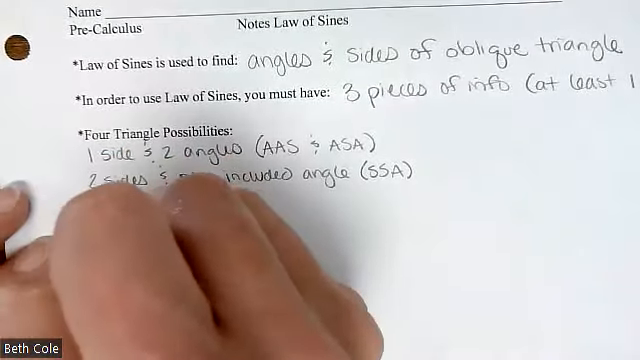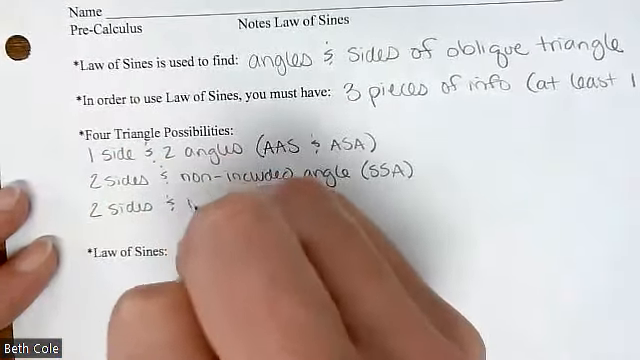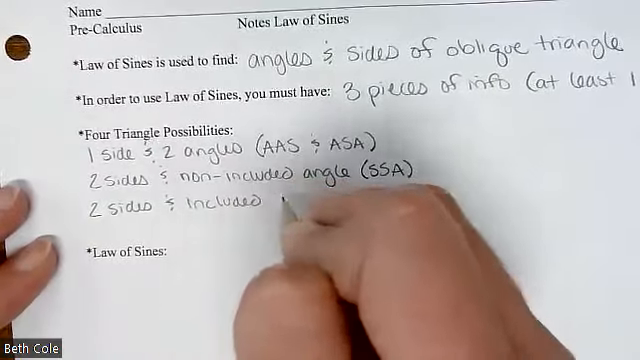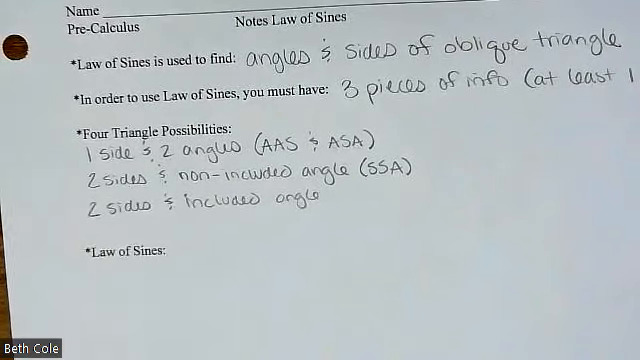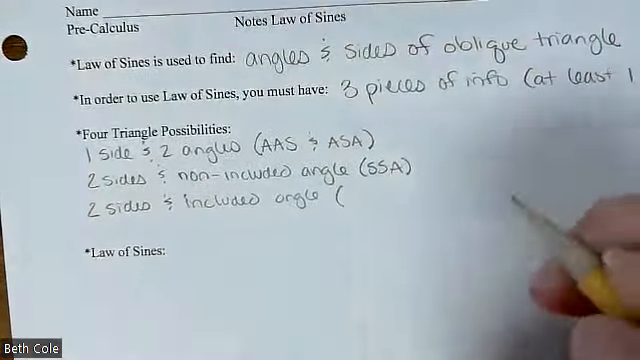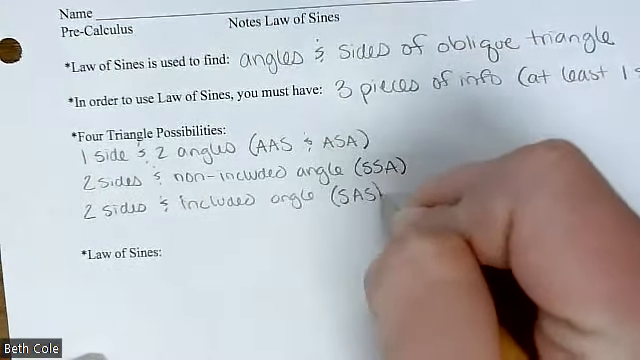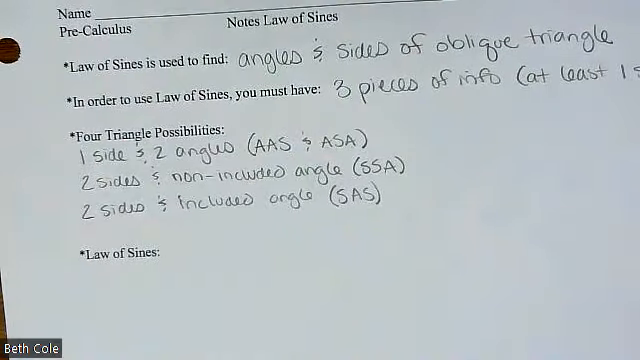You can have 2 sides and the included angle. So what would that pattern be if the angle is now what we call included? Yeah, good. Side, angle, side. So the angle's in between the 2 sides is what we're saying.